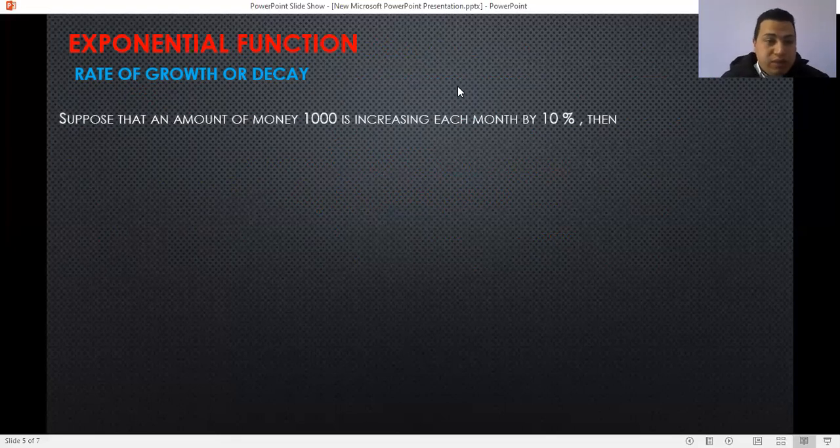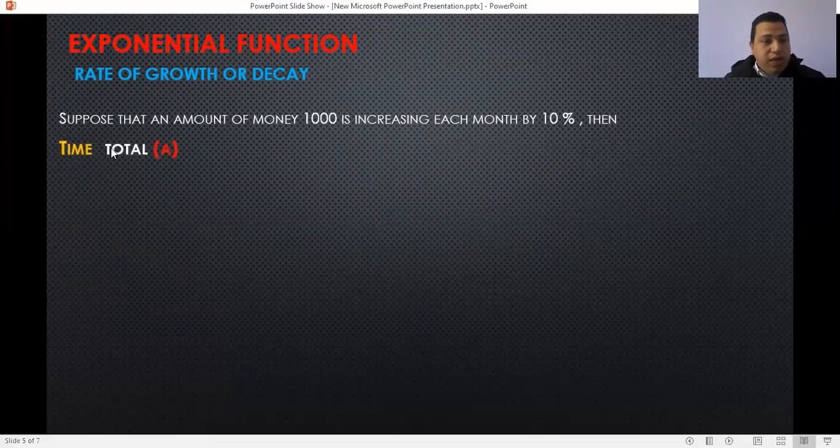Suppose that the amount of money is 1,000. This amount of money is increasing by 10% each month. After 1 month, how much money will you get? The initial amount at time 0 is 1,000. After this time, you will get 10% plus 1,000. But 10% of what? 10% of 1,000 plus 1,000. And 10% of 1,000 is 100, plus 1,000, which will be 1,100. Let's see how I got the answer.